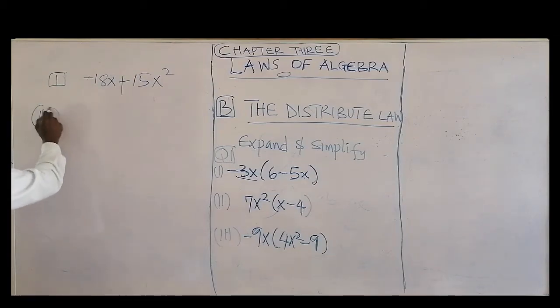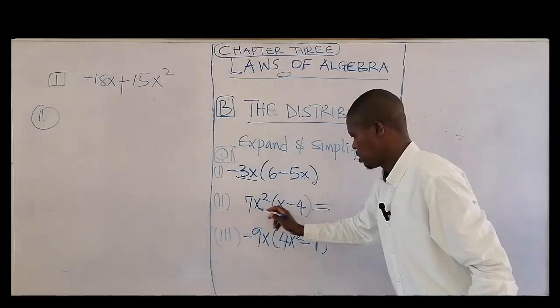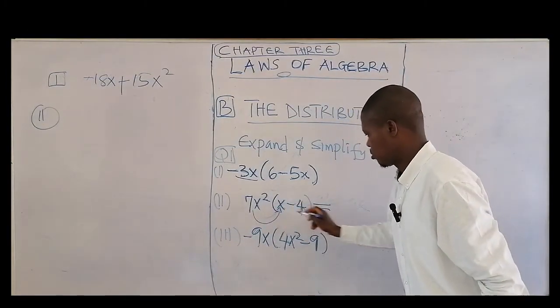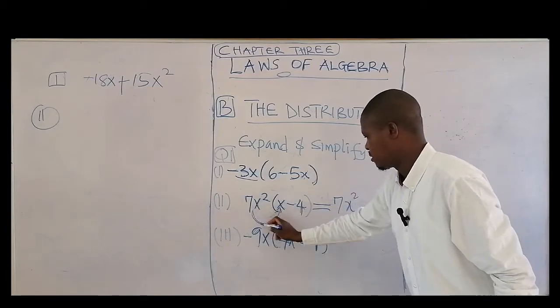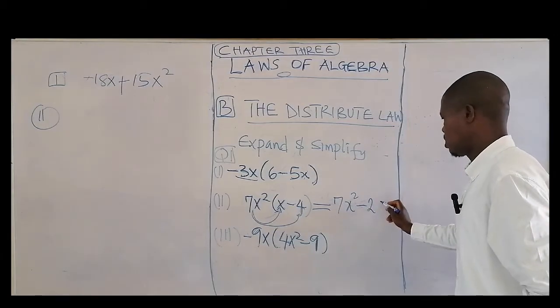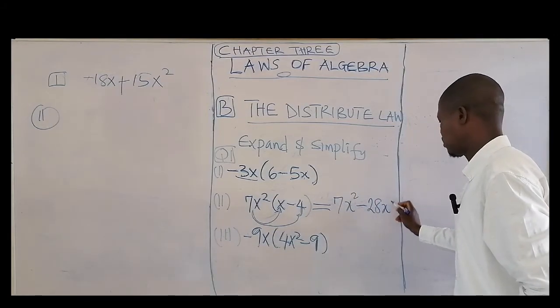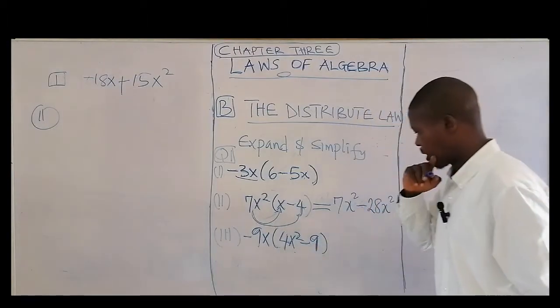Question 2. You can do it in front here. This will be this one times this one, so that will be 7x squared. And then this one outside times this one, that's minus 28x squared. Okay. And then the final one, this one here.